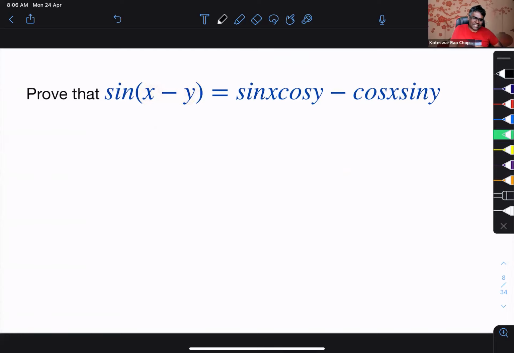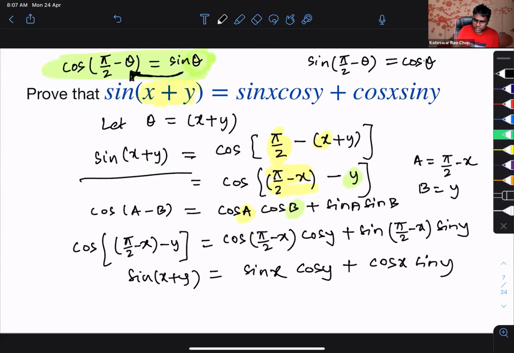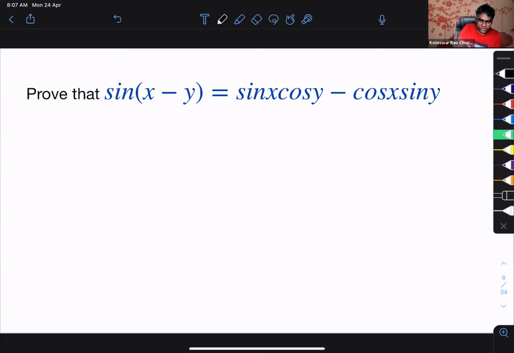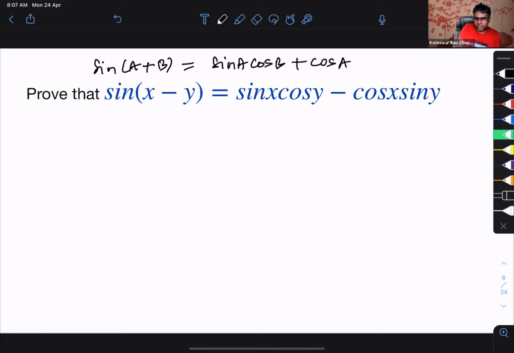Okay, so now I think this is easy to prove. We can just prove this using the previous result. So what do we have? Instead of x plus y, again, I will use, let's say, a plus b. Sine of a plus b will be sine a multiplied by cos b plus cos a sine b. It will take a few days to get your heads around this. You need to practice also.